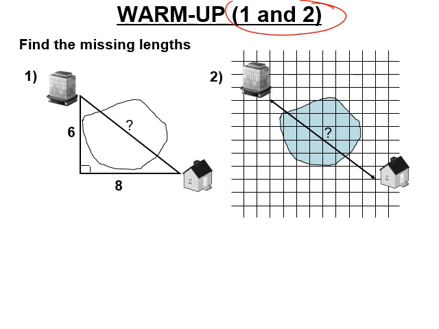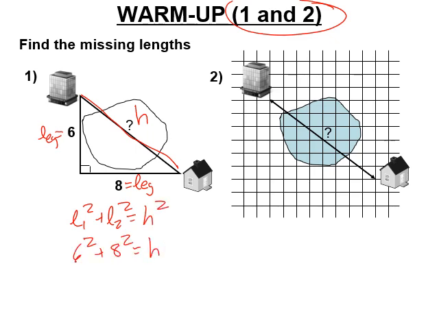So number one, right? The missing length is the hypotenuse. We're going to be finding the hypotenuse all period, all lesson. It's always going to be the hypotenuse that we're finding. So these are the two legs. So it's legs squared plus legs squared equals hypotenuse squared. So it's 6 squared plus 8 squared equals h squared.